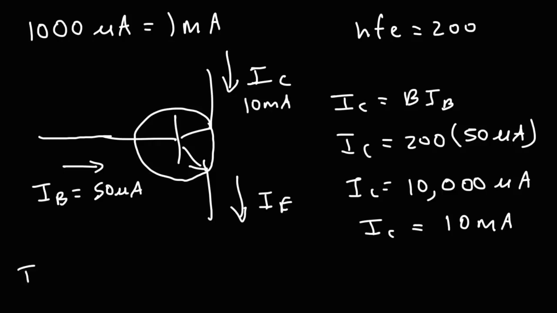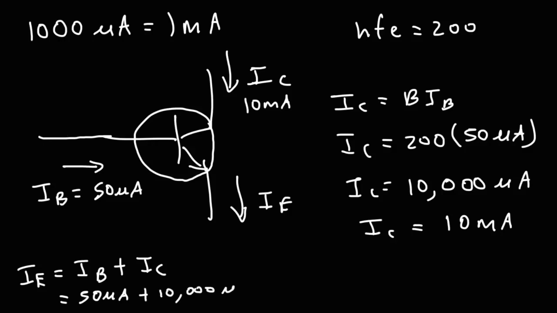Now the emitter current is the sum of the base current plus the collector current. So the base current is 50 microamps, and then the collector current is 10,000 microamps. So the emitter current is 10,050 microamps, which is 10.05 milliamps. But you can say that's approximately 10 milliamps.